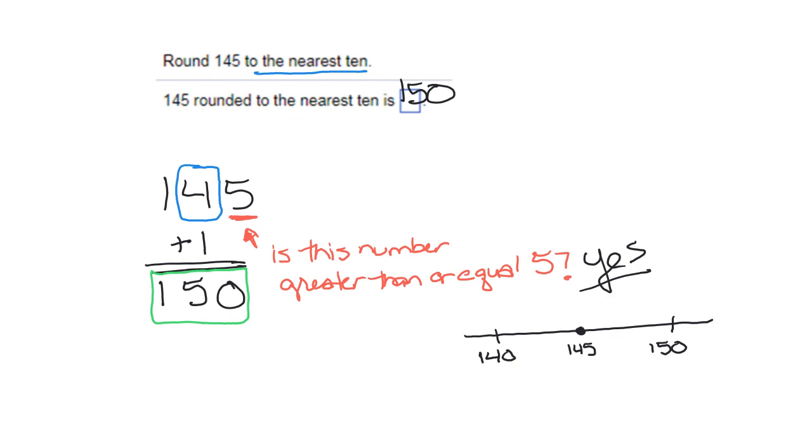So if it happens to be in the middle, remember we're going to round up, because the number to the right of the place value is 5 or larger. If it were 144, then I would go to 140 as my rounded number. If it says 142, then I would round to 140.